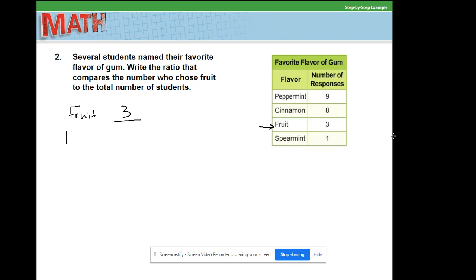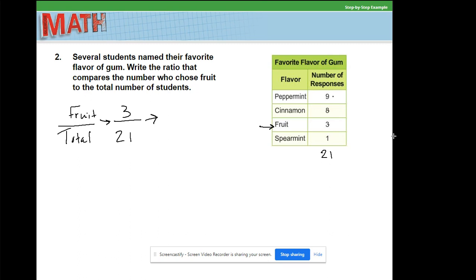And then total, okay, we want to find the total, right? To find the total, we need to add all of these up. So I have 10, 18 plus 3, that is 21, okay? Which then I'm going to put my total over here, okay? You want to make sure that these line up with each other, okay? So fruit is going to be where fruit's at, total is going to be where the total is supposed to be, all right? And then we can simplify this.